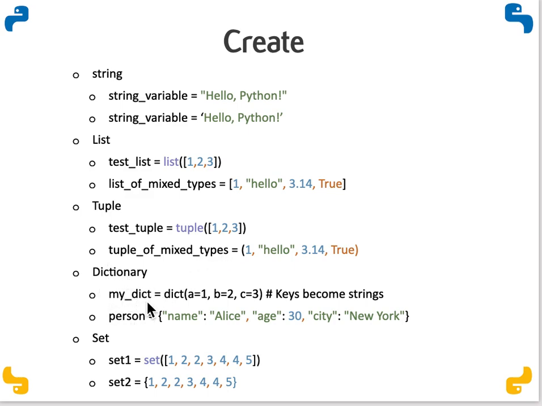Moving on to the dictionary. Dictionaries store data in key value pairs. You can use curly braces, or you can use the dict constructor. So finally, we have sets. Sets are an unordered collection of unique elements. You can use curly braces or the set constructor with an iterable argument inside.